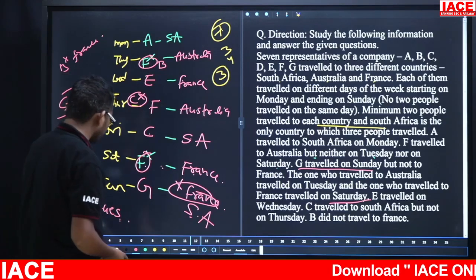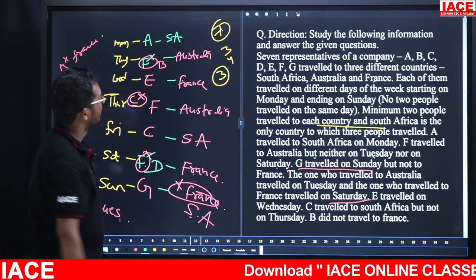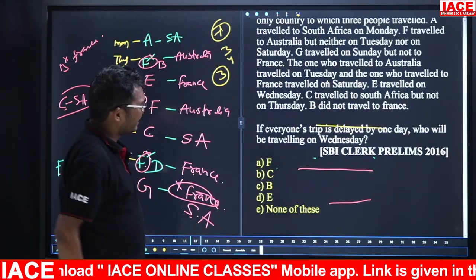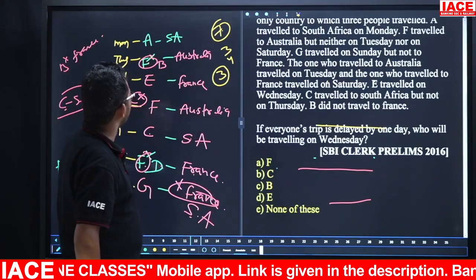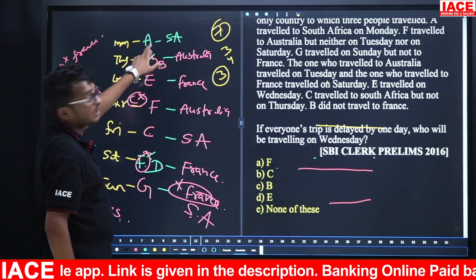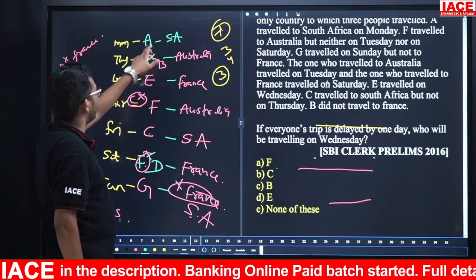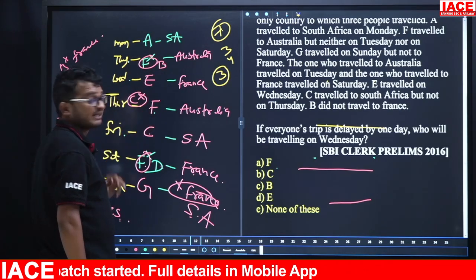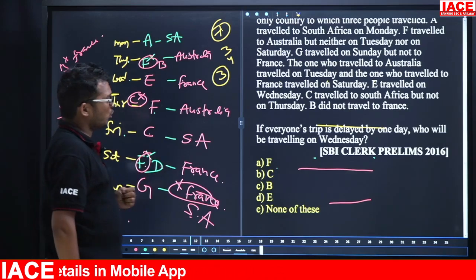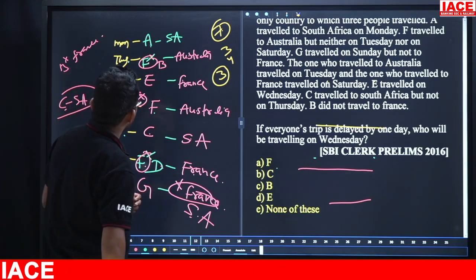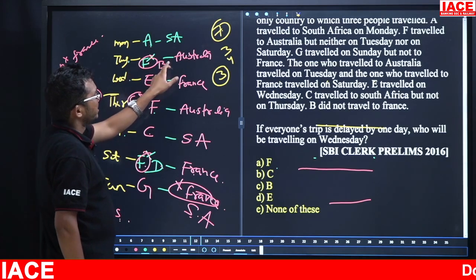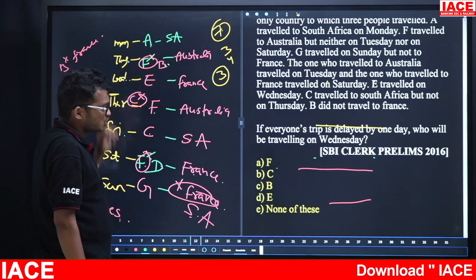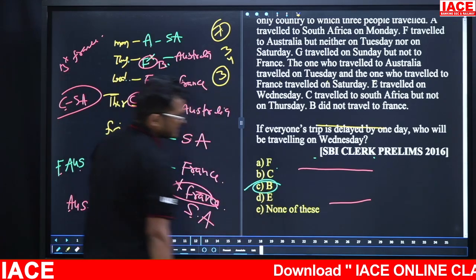The remaining person is D only. So the given question is: if everyone's trip is delayed by 1 day, A who would go on Monday will go on Tuesday, B will go on Wednesday, F will go on Friday, like that. Now we will travel on Wednesday. So who will travel on Wednesday? B. B generally travels on Tuesday, but 1 day delay means B will travel on Wednesday. So the answer is B. So option C is the answer.